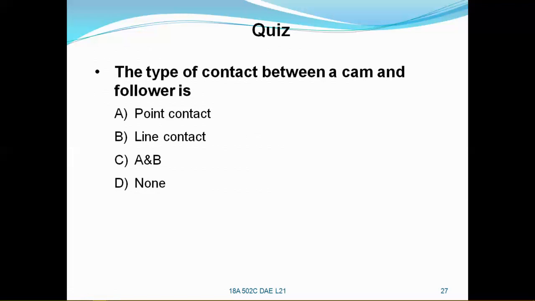Let us see. Both A and B, because in case of a flat follower sometimes it will have point contact, and in case of a knife edge follower also it may have point contact, and sometimes it may have line contact also. That's why the cam and follower have both point as well as line contact. C is the right answer.